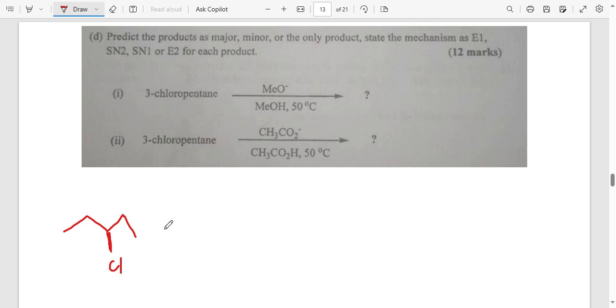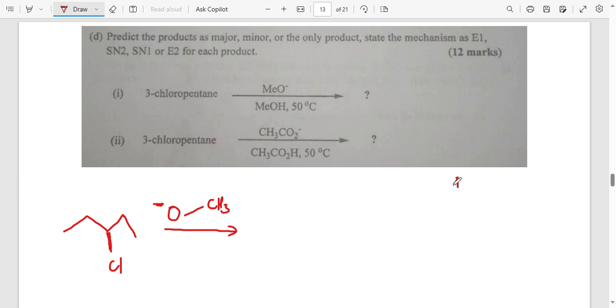This one is reacting with methoxide. Methoxide, I can also write it like so: basically, oxygen bonded to a methyl group. So what are the factors that promote what? Let's talk about them as a summary.